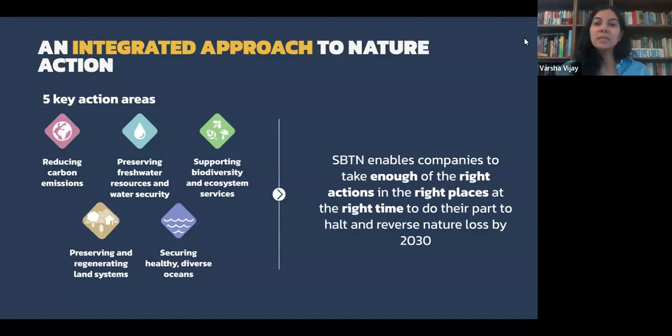And what that means is that it ensures that actions taken to address pressures on land, freshwater, and ocean also support the protection and restoration of biodiversity by addressing the major direct drivers of biodiversity loss. Specifically for freshwater, current and future methods covered here address primary drivers of loss, including water use and pollution, by supporting the maintenance and enhancement of freshwater ecosystems, including the needs of specific species, particularly threatened and endemic species. By aligning actions across these systems, companies can take enough of the right actions in the right places at the right time to do their part to halt and reverse nature loss by 2030.